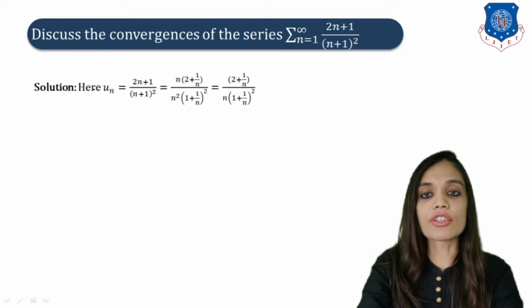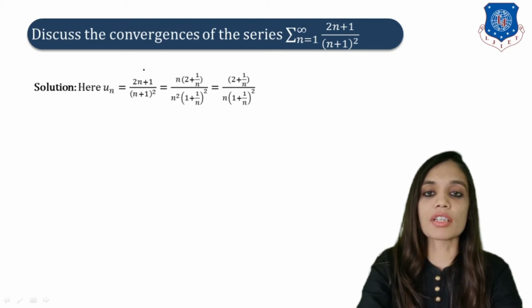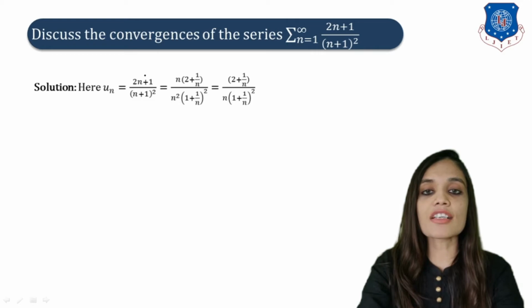Now let us add the solution. Here you are given un as (2n plus 1) upon (n plus 1) whole square. Now in examples like this we will always apply limit comparison test. So firstly our task is to find Vn from given un.